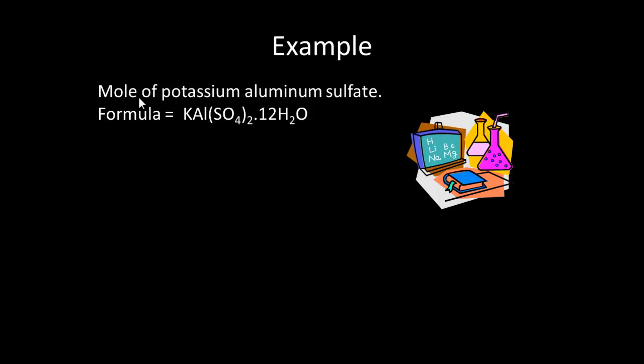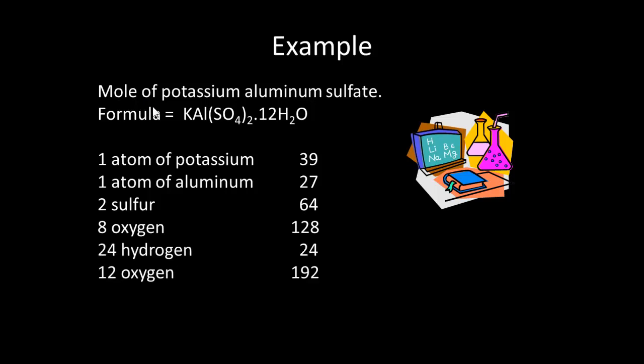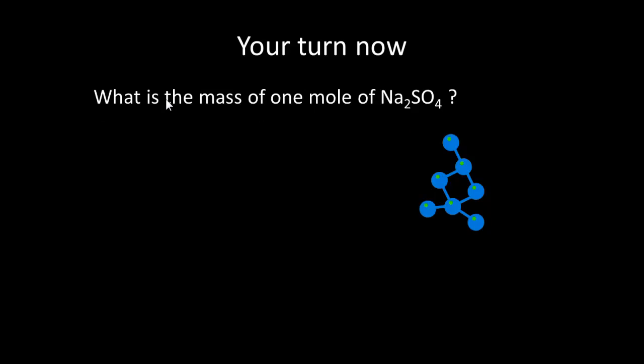Let's have another example, a mole of potassium aluminum sulfate. We have 1 atom of potassium, 1 atom of aluminum, and the sulfate group twice, so 2 lots of sulfur, which is 64, and 4 lots of oxygen twice, so 8 lots of oxygen. And then I've got the water, so I've got 12 lots of water to add. That's 24 lots of hydrogen and 12 lots of oxygen. Okay, if I add up all those masses, I have 474 grams.